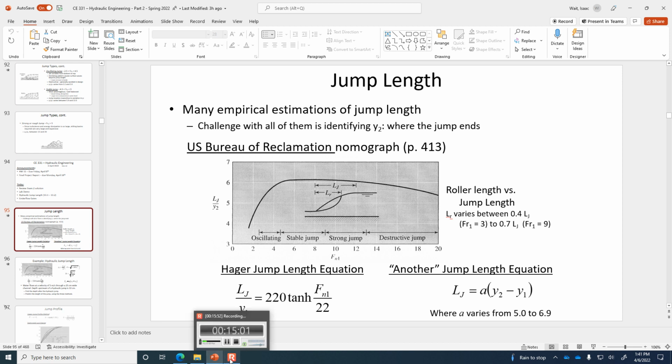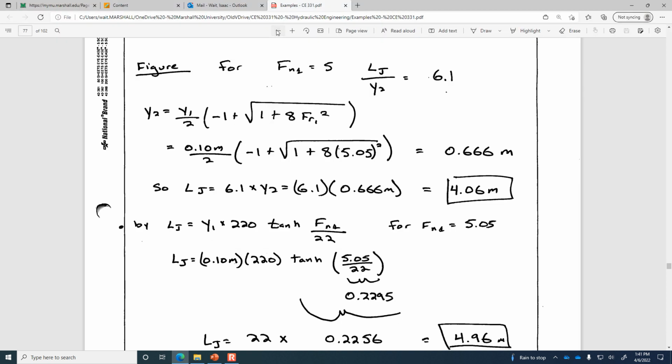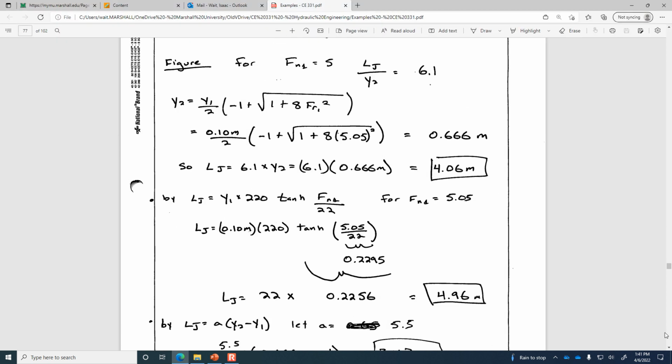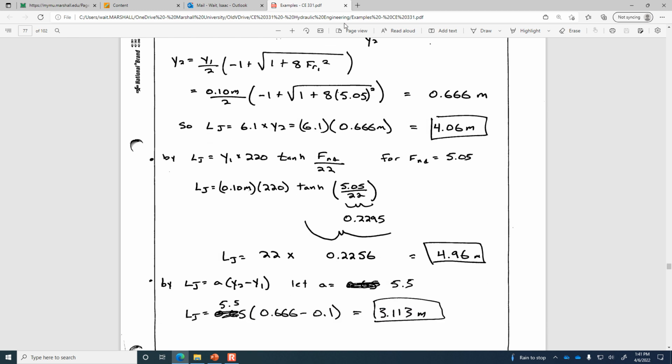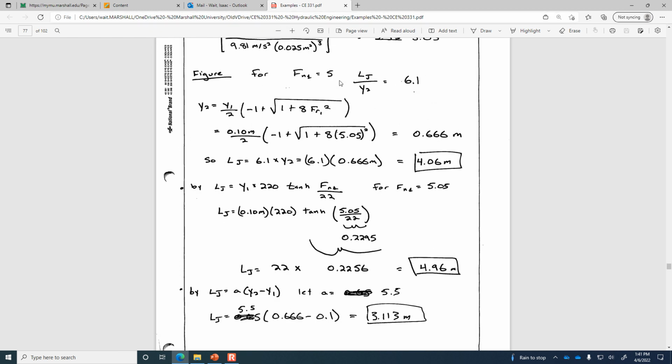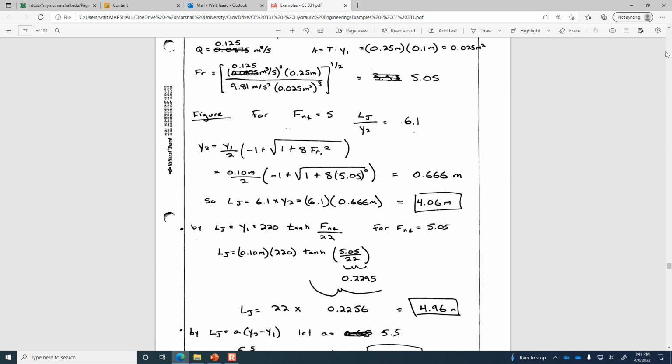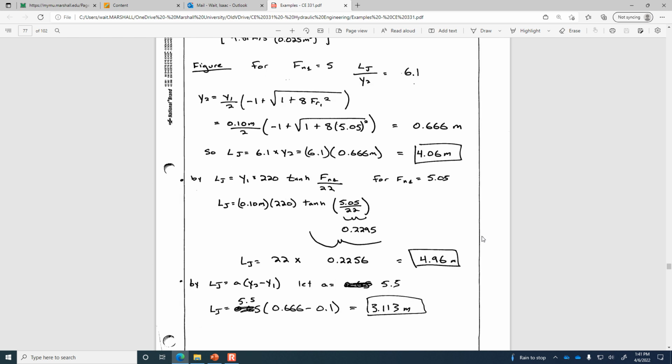But if the A value is 5.5, then that would give us a jump length of 3.113 meters. Now, it's basically these two methods that I have the most confidence in, the nomograph method by the Bureau of Reclamation and this hyperbolic tangent function. So it's suggesting that the jump length is going to be between 4 and 5 meters. Whereas this other approach said 3.1.